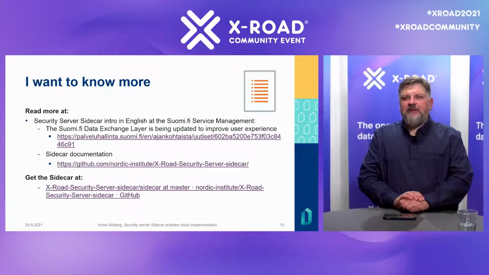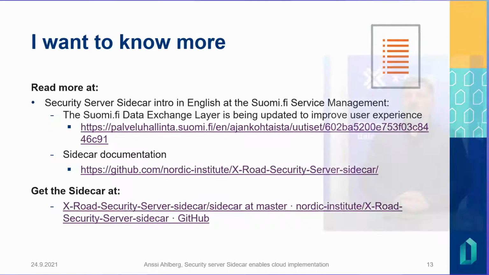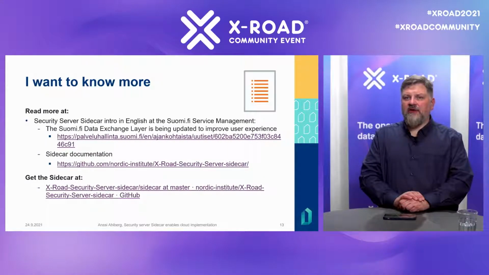In case I happened to get you interested and you want to know more about the security server Sidecar, there is a rather nice introduction in English on our Suomi.fi service management. The link is there. It actually gives you a nice overview on the security server Sidecar, its capabilities, and where to find the images. And if you want to jump straight into the Sidecar documentation, the link to the NIS GitHub is below there, and also the download image for getting the security server Sidecar images is there for your future reference.